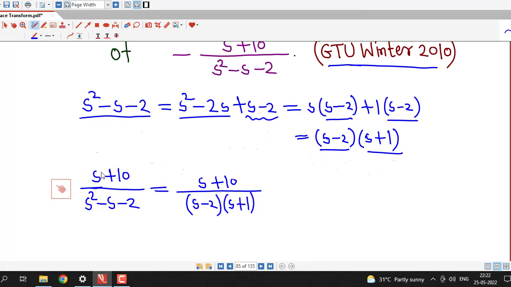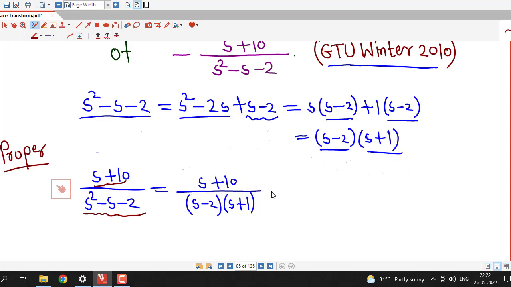Now this function, s plus 10 over s square minus s minus 2, is a division of two polynomials in the variable s. Here the degree of the numerator s plus 10 is 1, and the degree of the denominator is 2. So the degree of the numerator is less than the degree of the denominator. This type of rational function is called a proper rational function. And if we have a proper rational function, then we can write it in terms of partial fractions.